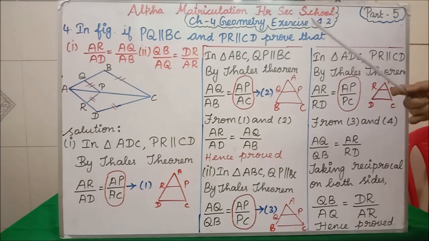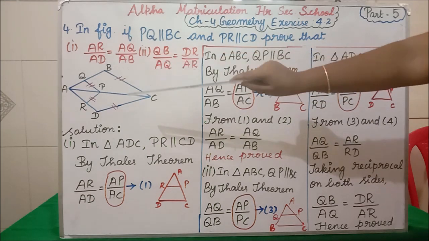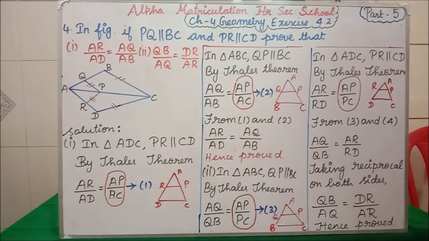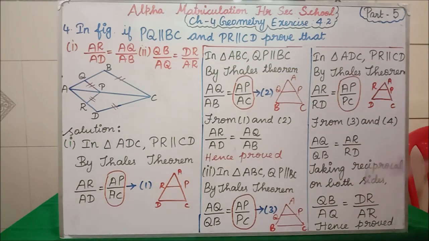Okay, now we are going to take the remaining part of the triangle. Remaining part of the triangle is what? This A, D, C. Okay, in that triangle, which two lines are parallel? PR is parallel to CD. See, in triangle ADC, PR is parallel to CD.